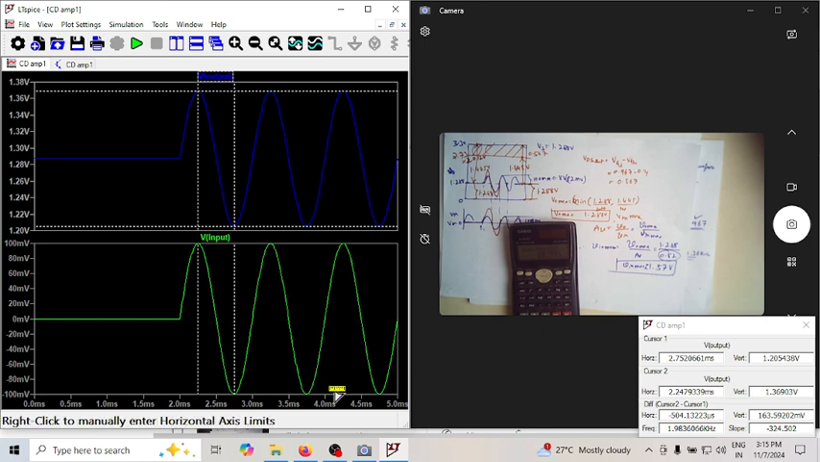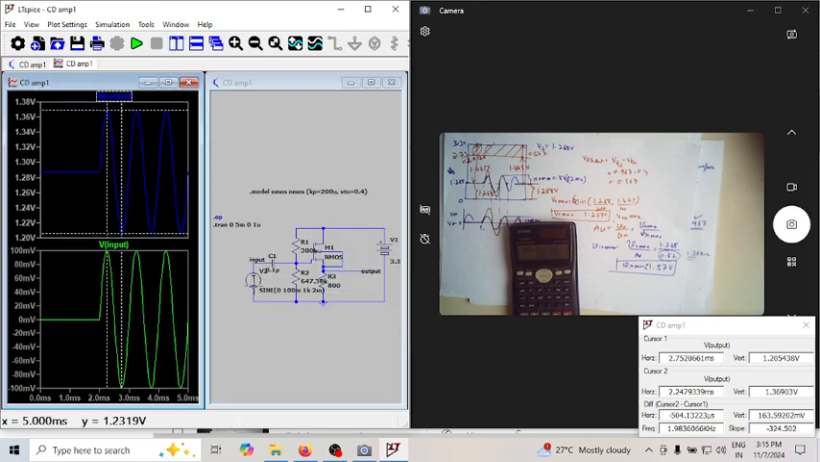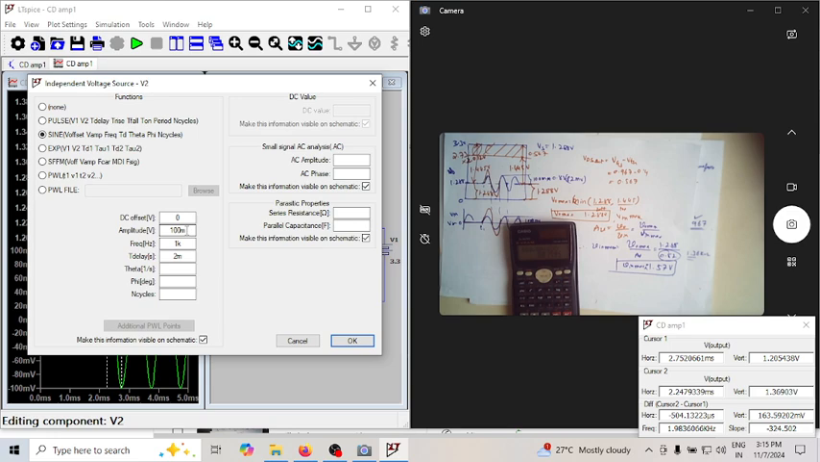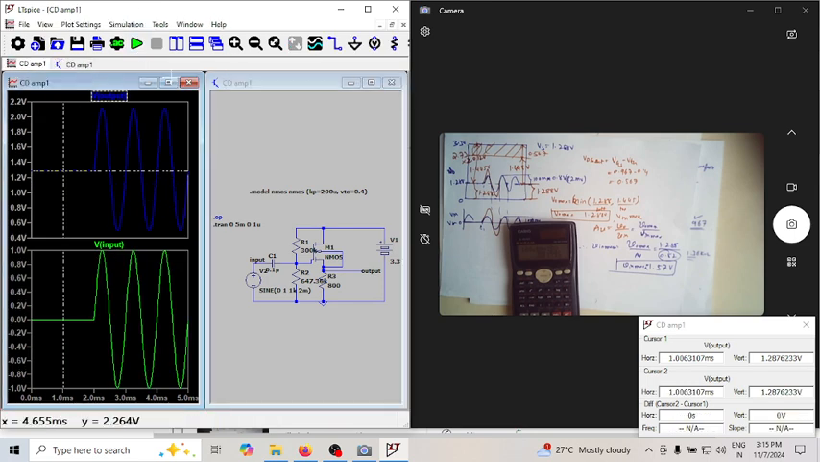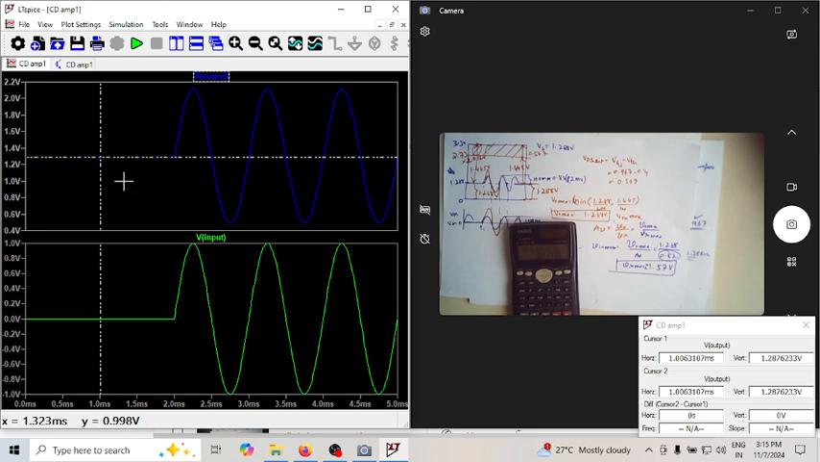Let me make the input amplitude 1 volt. Let us see what happens. I'll go back here and change the amplitude to 1 volt. Let me run this. If I run, you can see now you are comfortably getting the input as well as the output. Can you see the input is going from 0 to 1 and to -1. So this is 2 volt peak to peak.